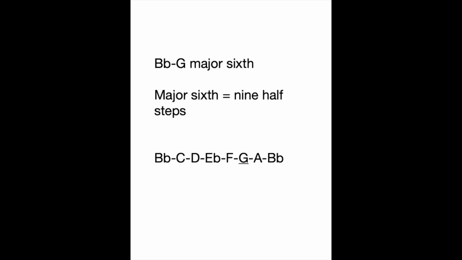For example, B flat to G is a major sixth interval. A major sixth interval is comprised of 9 half steps. Instead of counting 9 half steps from the root B flat, you can instead visualize the B-flat major scale and simply stop on the 6th scale degree, G.